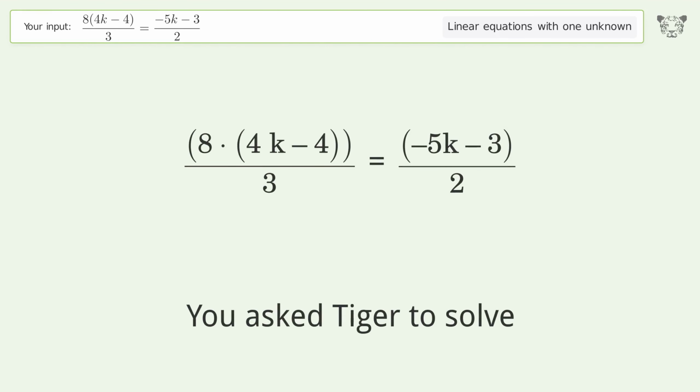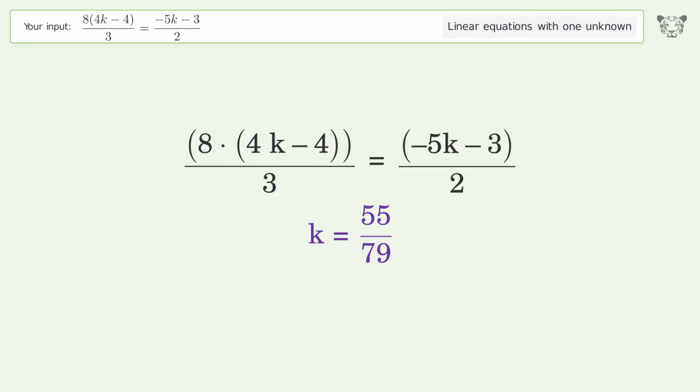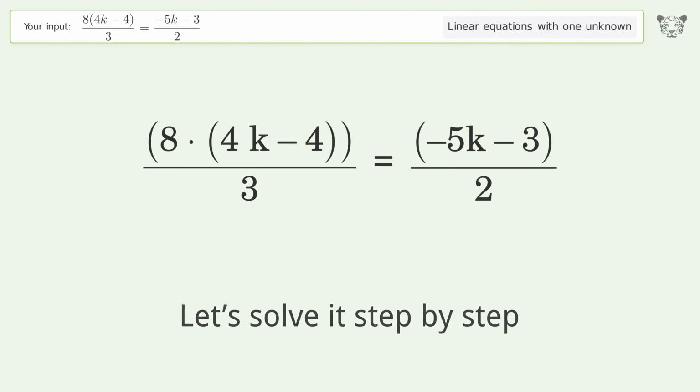You ask Tiger to solve. This deals with linear equations with one unknown. The final result is k equals 55 over 79. Let's solve it step by step.